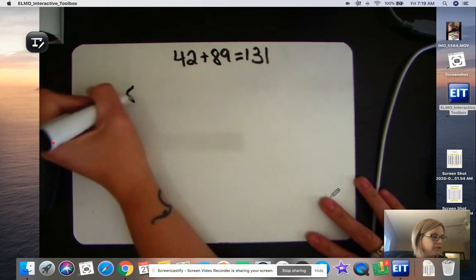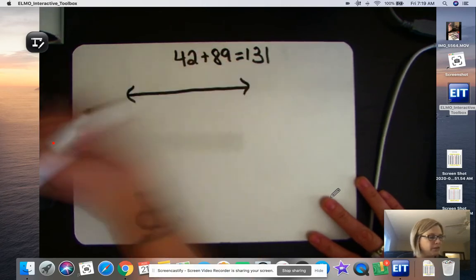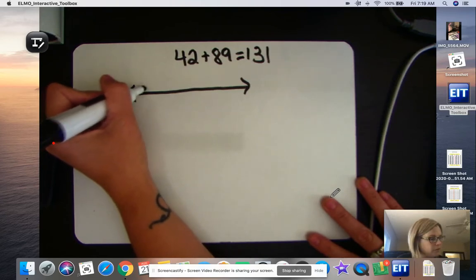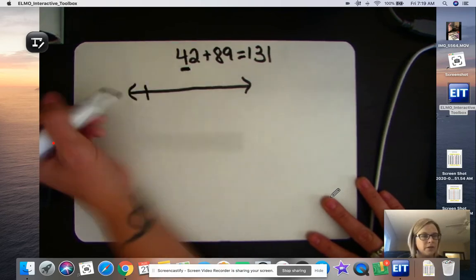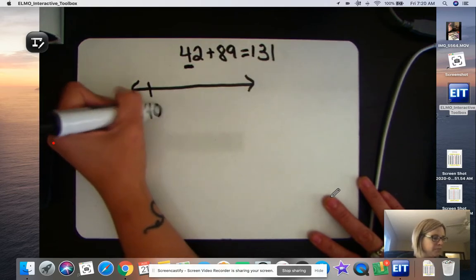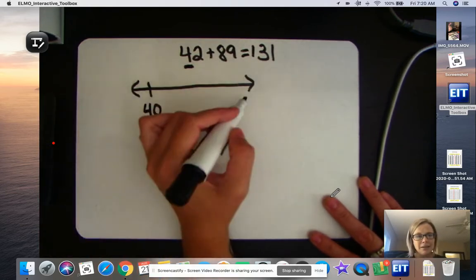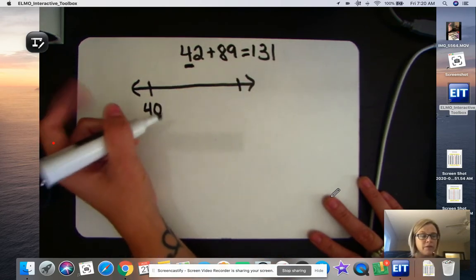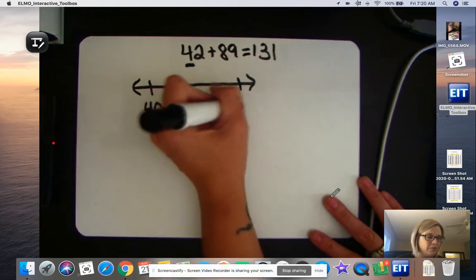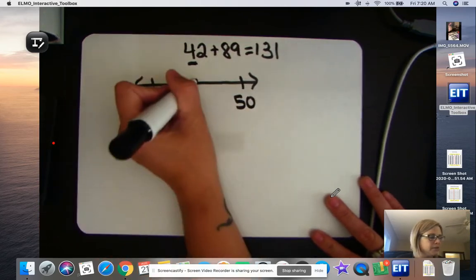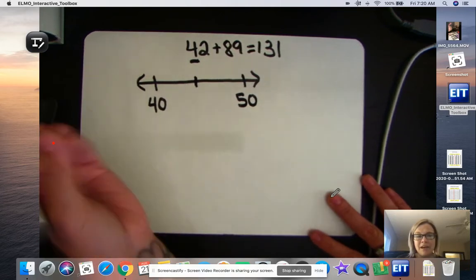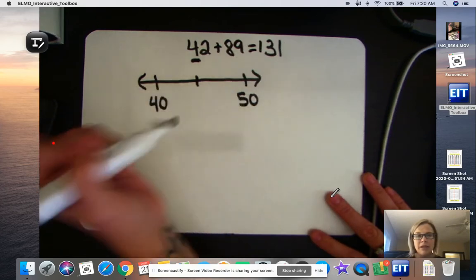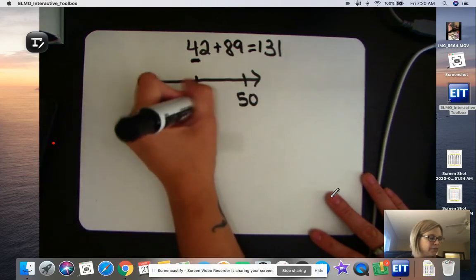So I've got my problem here, and I know that 42 on the number line is going to look like this. So I'm going to start with my 10 here. So I know that my number will probably be between 40 and then the next 10. So if I were to count 10, 20, 30, 40, then 50 will go here. Right in the middle, we want to put that 5. So the number that is between 40 and 50, right in the middle, is going to be 45.